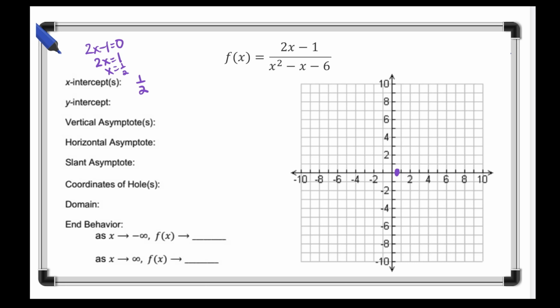My y-intercept is where my x is 0. So if I look at my function here, if I put 0 in for x, I'm going to get negative 1 over negative 6, which is just a positive 1/6.